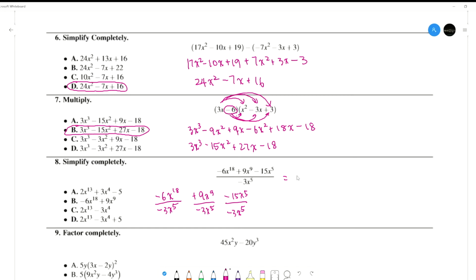Negative 6 over negative 3 is positive 2. X to the 18th over x to the 5th, that's my quotient rule, so you subtract. 18 minus 5 is 13. Then I move on. 9 over negative 3 is negative 3. X to the 9 minus 5 is 4. The last term is negative 15 over negative 3, which is positive 5, so I put plus 5. And then x to the 5th over x to the 5th is equal to x to the 0, which is 1. So 2x to the 13th minus 3x to the 4th plus 5. That gives me choice D.